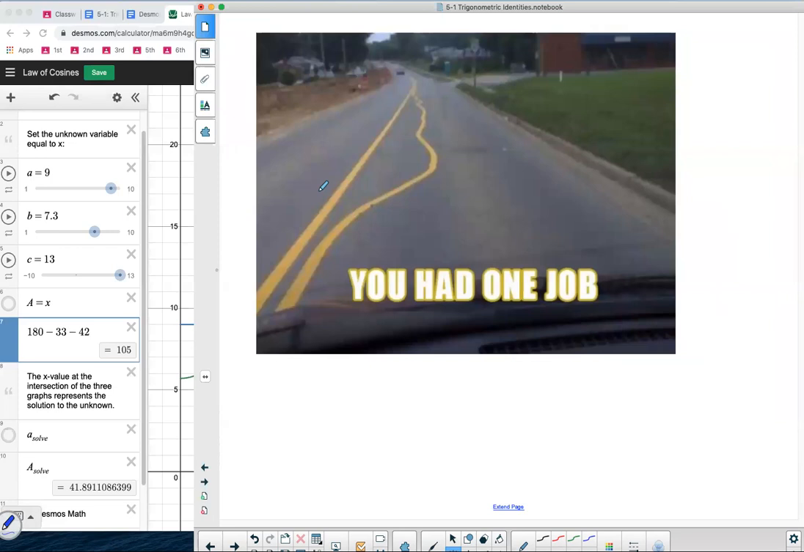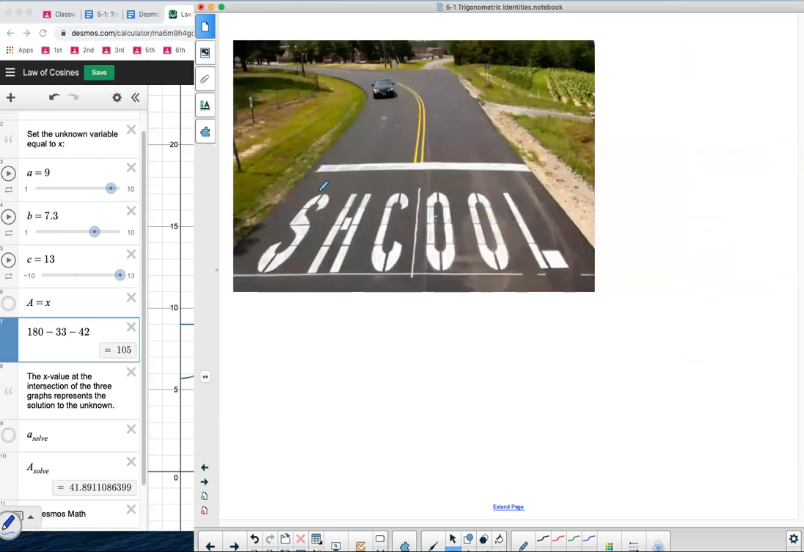You have one job to do. Just pay attention to your job. Don't worry about the complexity. Just worry about your job. That's why I threw this picture up there. Or this one. You have one job to do. Do it well.